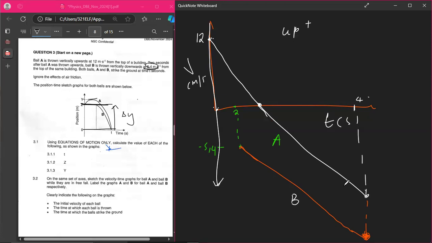Those are all the things they asked us to show. On the same set of axes, sketch the velocity-time graphs for ball A and ball B while they're in free fall, labelling the graphs A and B respectively, and clearly indicating the initial velocities. We indicated the initial velocities on the y-axis, and the time at which the ball strikes the ground, which is 4 seconds. Okay, we are fine. I think that was all for question 3.